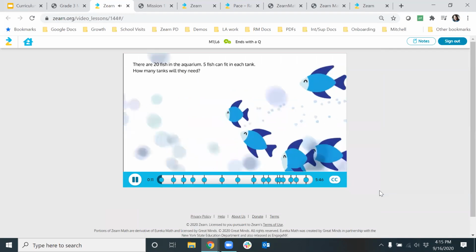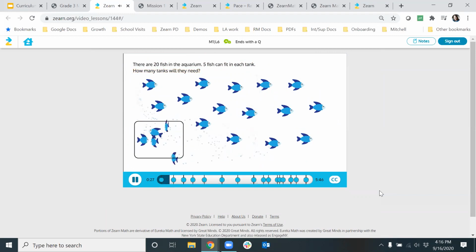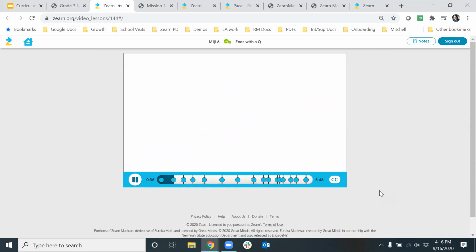Kayla? We know there are 20 total fish, and 5 fish can fit in each tank. We're trying to find out how many tanks they'll need for all 20 fish. You got it. Here is 1 tank. Let's start by putting 5 fish in this tank. Keep going. Put 5 fish in each tank until all fish are in a tank.